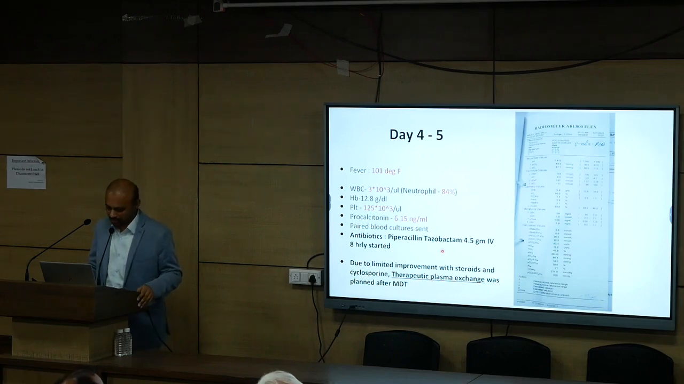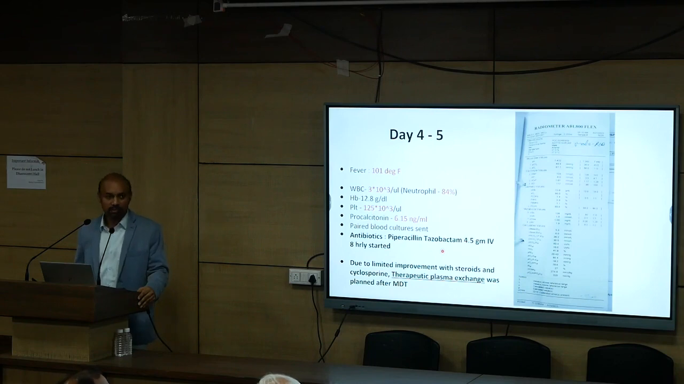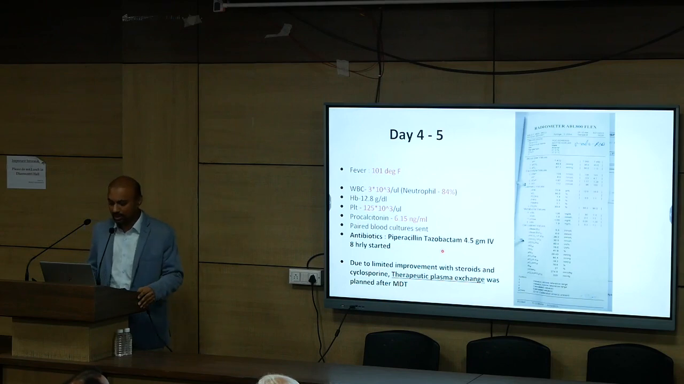We sent paired blood cultures. We started him on antibiotics for the very first time. He was started on a beta-lactam with a beta-lactamase inhibitor. In this case, piperacillin-tazobactam 4.5 gram IV every 8 hours was started.